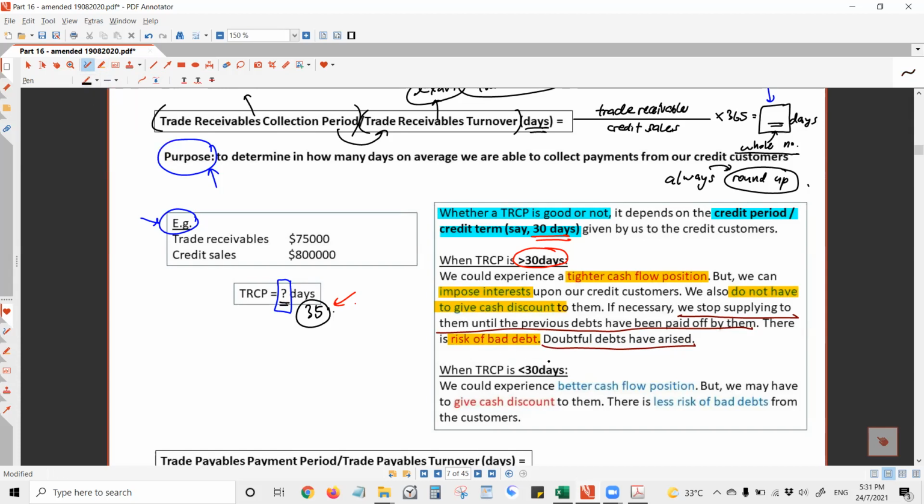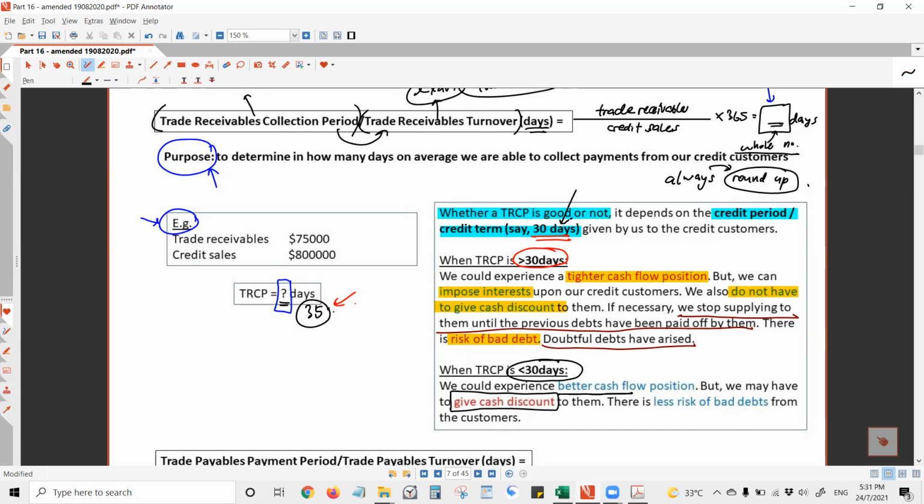On another hand, if less than 30 days, that means it's good. You allow your customers 30 days to pay, but they spend less than 30 days to pay you. So this is good. But once again, it's not all the way good, because you have to give them cash discount when they pay you promptly, right? You have to give them cash discount. So it's something bad to us because you would collect less money.